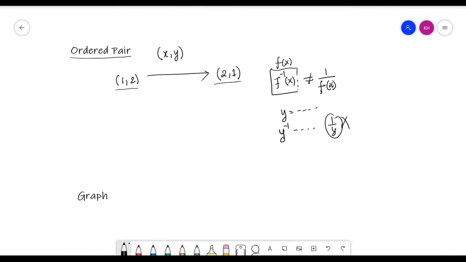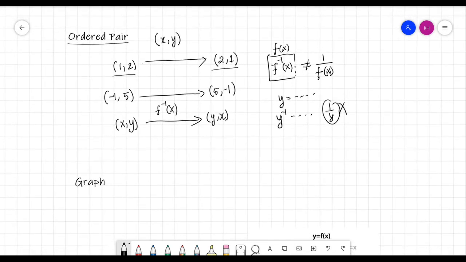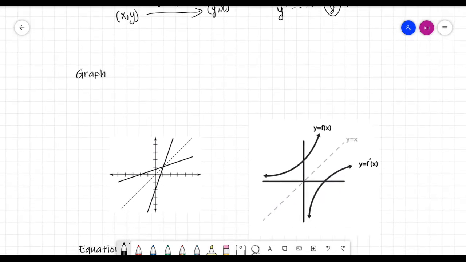If we have any ordered pair, let's take another one, -1, 5, the inverse would be the opposite: 5, -1. So we can generalize this and write it like this: if we have any ordered pair in the form x, y, the inverse would be y, x.